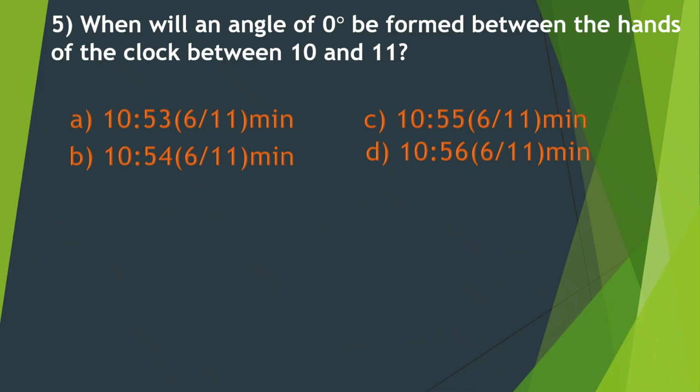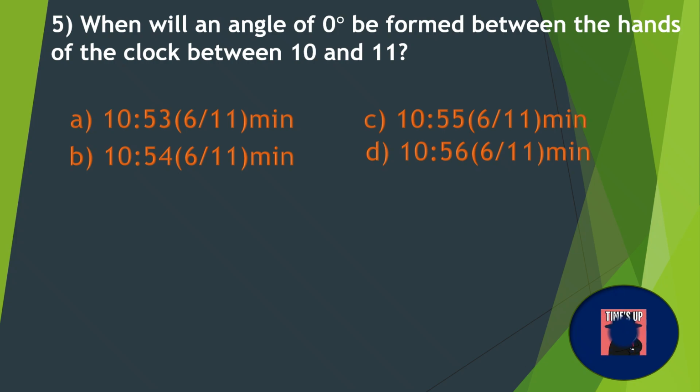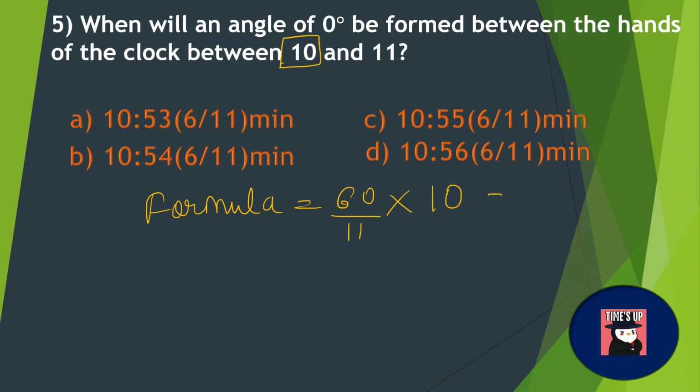Fifth question on your screen and your timer starts now. When will an angle of 0 degree be formed between 10 and 11? Time up. Formula is here. What is the formula? 60 divided by 11 into time. First time you need to take, that is 10. So it is 600 divided by 11.